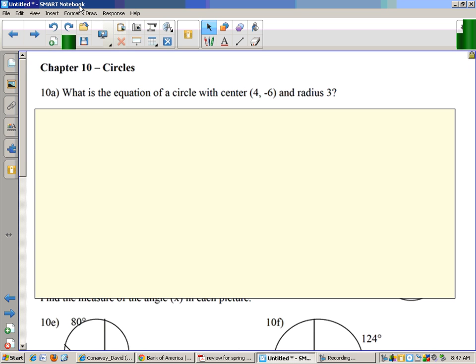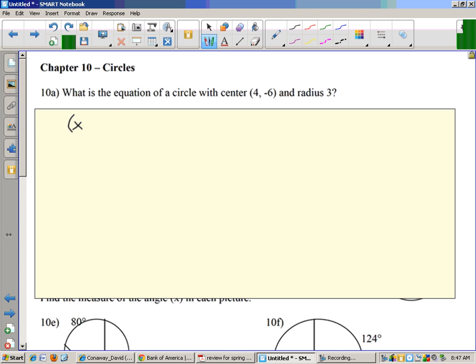All right, welcome to Chapter 10 of the second semester review session. This is Chapter 10 on circles. What is the equation of a circle with a center (4, -6) and a radius of 3? So we need to come back to the basic equation of a circle.